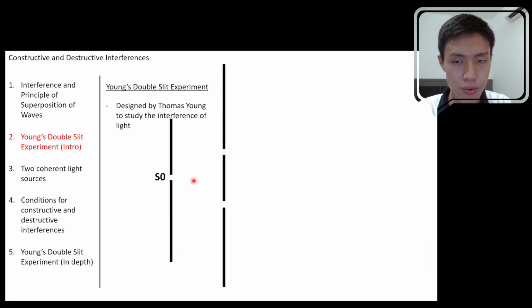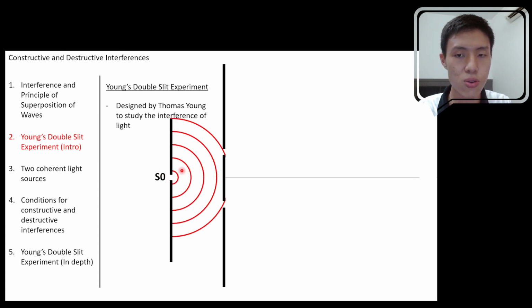Then the light will transmit out from slit 0 in a circular manner. Because this is a very small pinhole, you can expect the light that emerges from this slit to be a 2D circular wave, or in 3D a spherical wave.